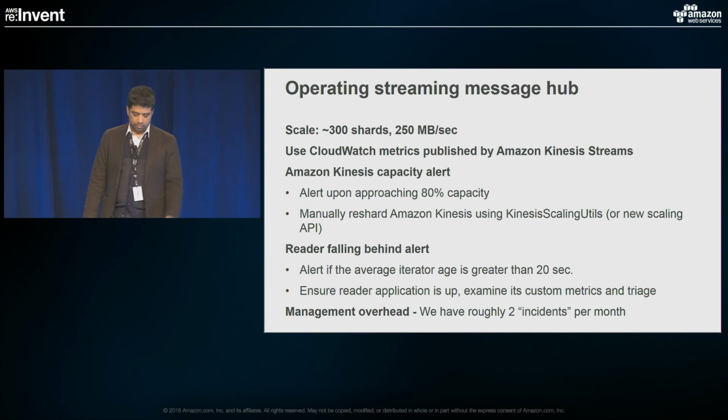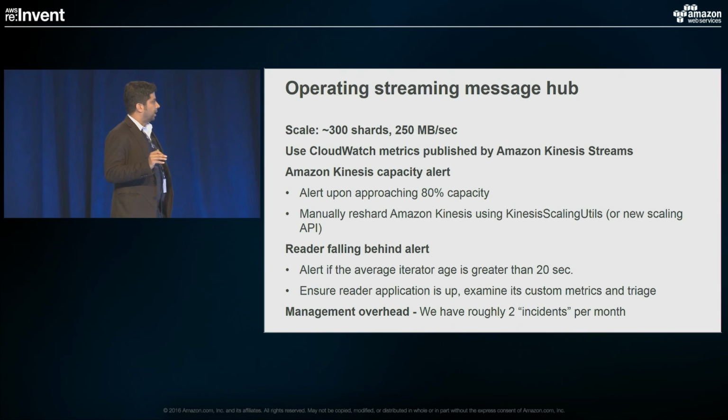The other aspect that I wanted to touch upon is operating the streaming message hub. In terms of scale, we are currently operating with more than 300 shards in a given region and consuming about 250 megabytes per second. We make use of CloudWatch alarms on metrics that the Kinesis streams directly export. The Kinesis capacity alert is set up in our system to trigger whenever the number of bytes in the stream reaches 80% of the overall capacity of the stream. Whenever this alert fires, we manually reshard the stream using the Kinesis scaling utils that Ryan mentioned. However, there is a new API that was recently introduced, and by making use of the API, the actions that we perform when this alarm fires can be completely automated.